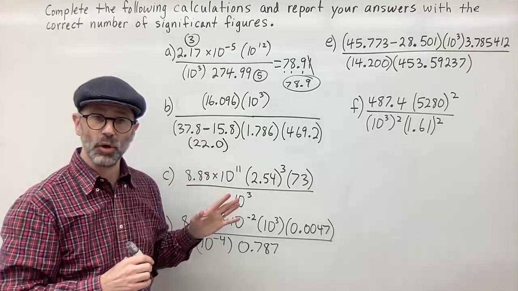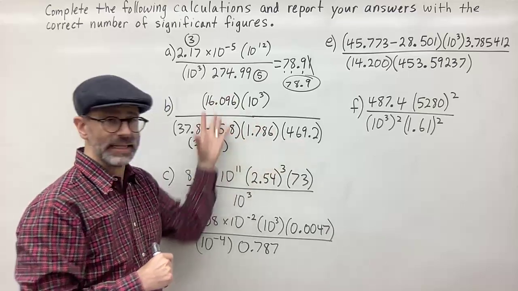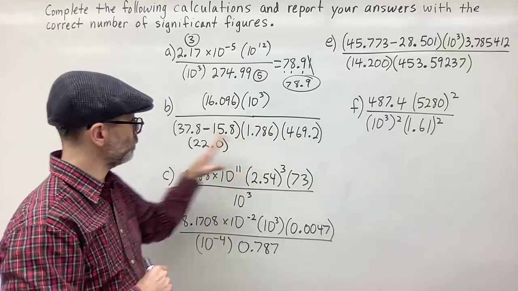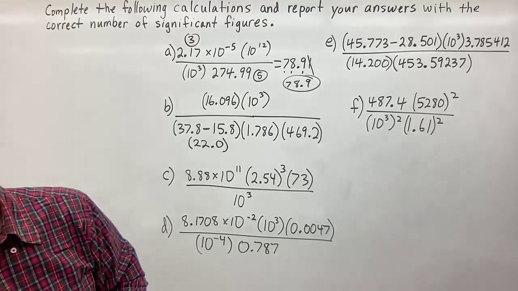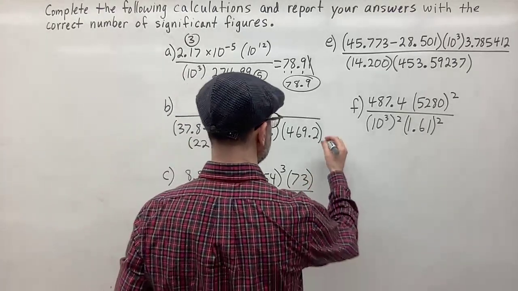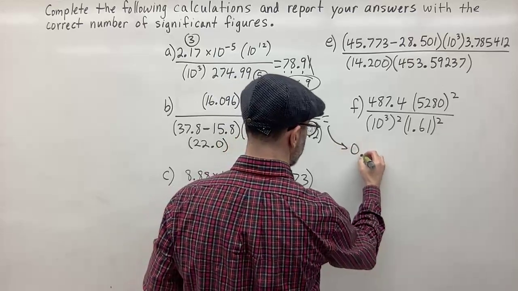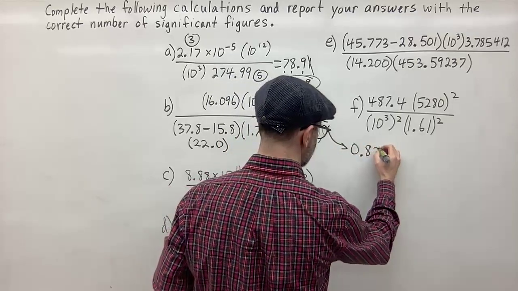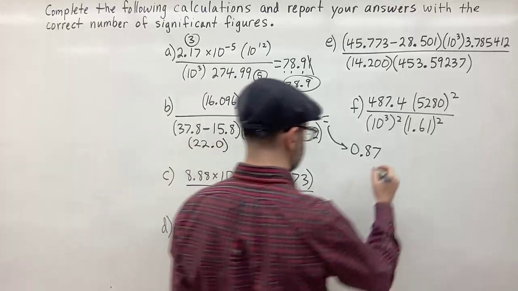So now this is the answer for this, but I'm not done yet. I've got to continue multiplying and dividing. So now I'm going to multiply and divide these numbers. And when I multiply and divide these numbers, I get 0.8731. Yes, 31.